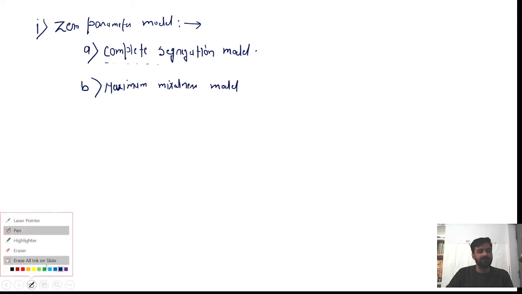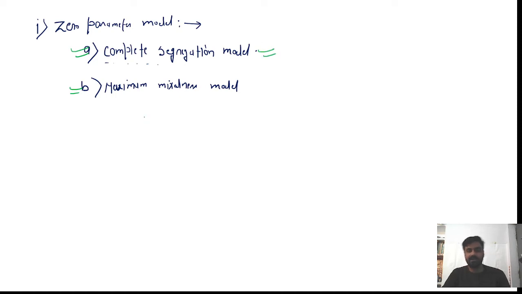Maximum mixedness model. These two subgroups are very important, but the objective of this session is to study the segregation model, the complete segregation model. But I am giving you a brief idea about the modeling parameters. So the second is the one parameter model.